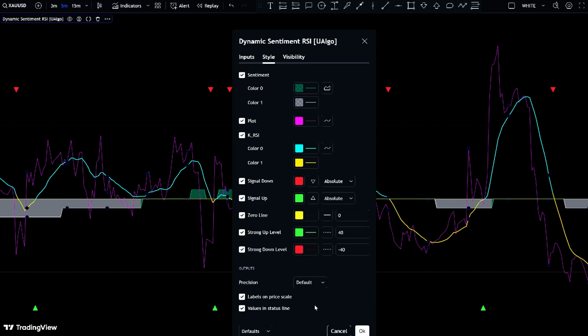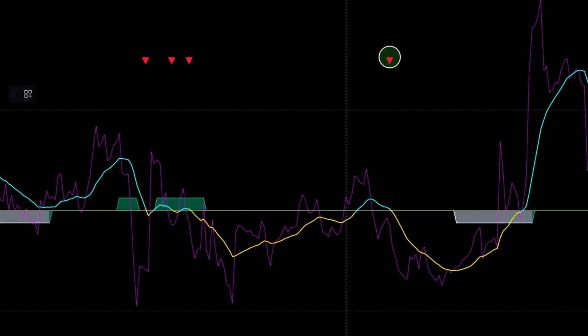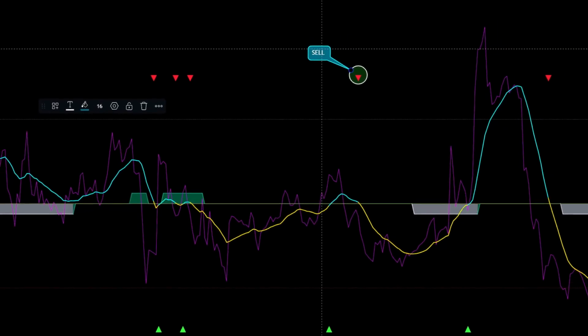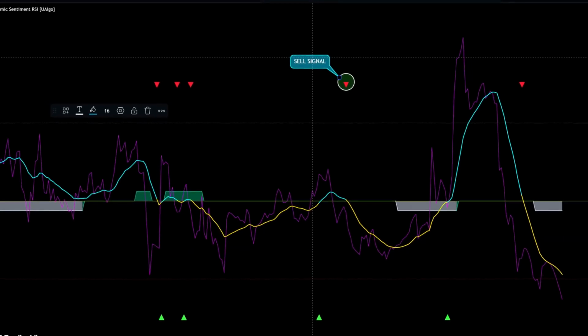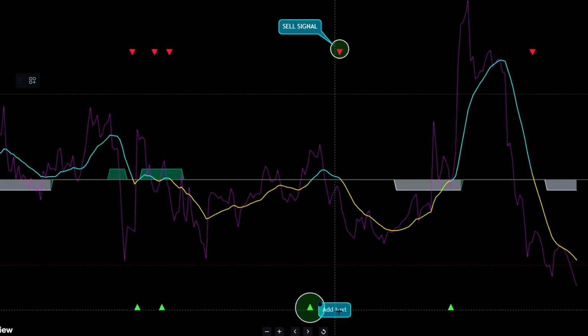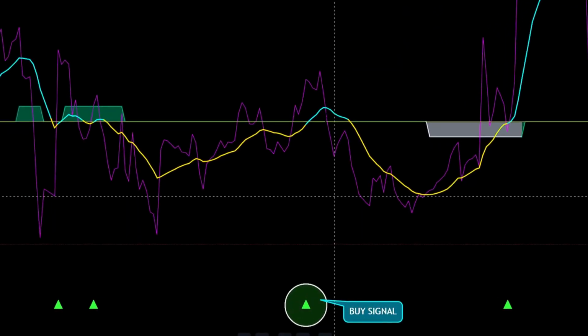and help us find those high probability trading opportunities. Alright, so the Dynamic Sentiment RSI is awesome for spotting potential buy and sell signals, right? But here's the thing. Sometimes those signals can be a little premature. They might give us a signal that goes against the bigger picture, the overall market trend. We don't want to get caught in those false signals, do we?